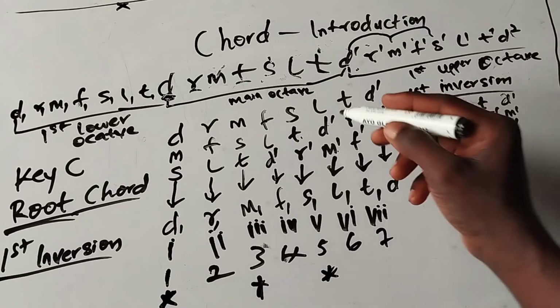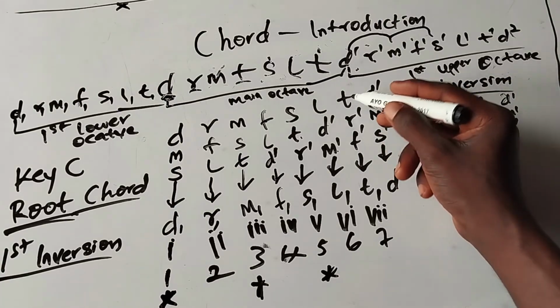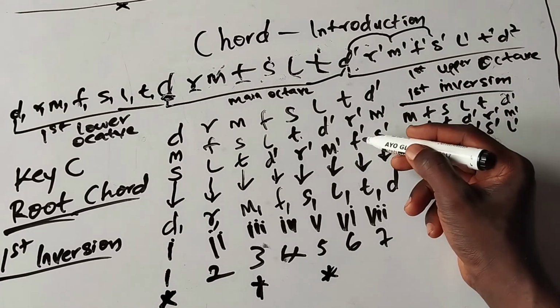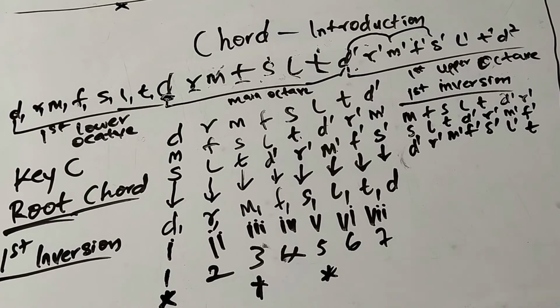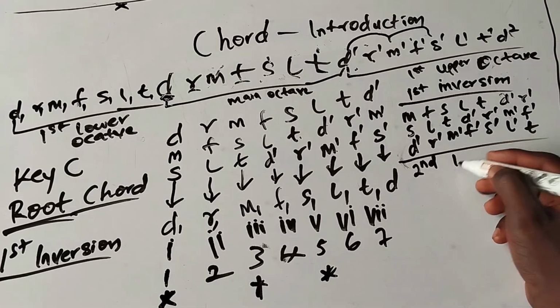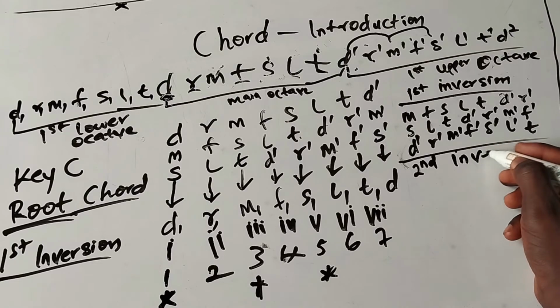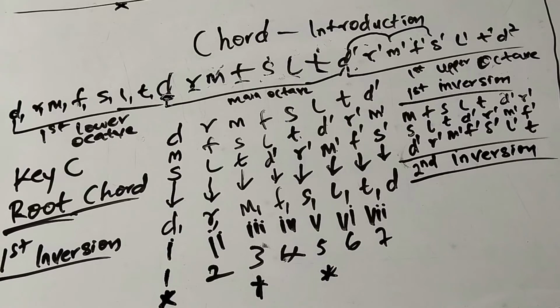Okay, then ti chord will now be ti, re, fa. Instead of playing ti, re, fa, you then play re, fa, and the upper ti, re, fa, and upper ti. That is the thing. It's just simple. So the second inversion is still the same method.